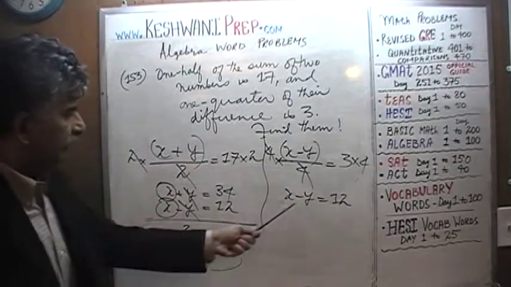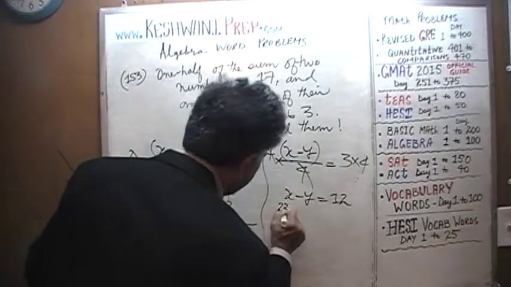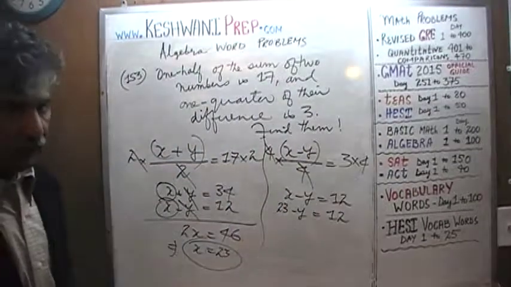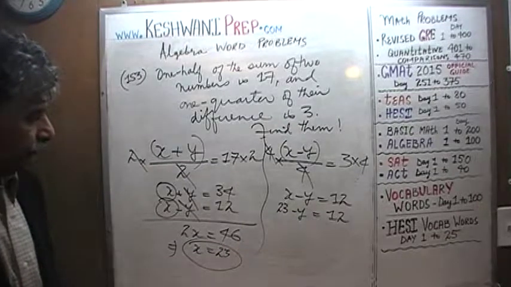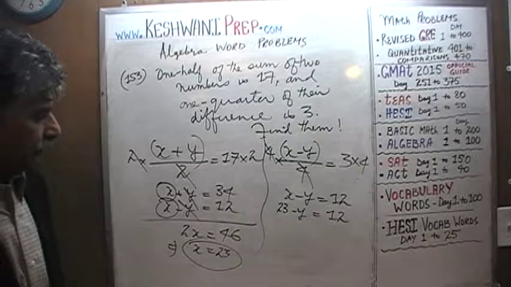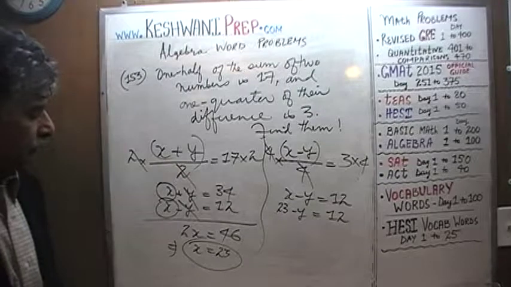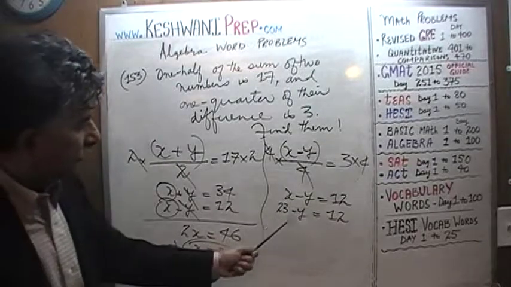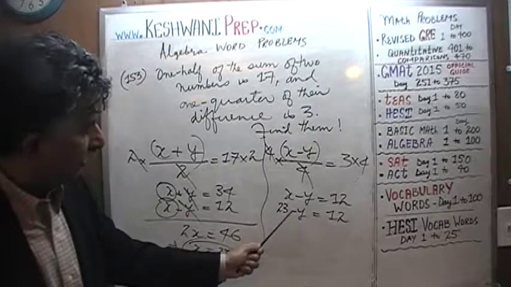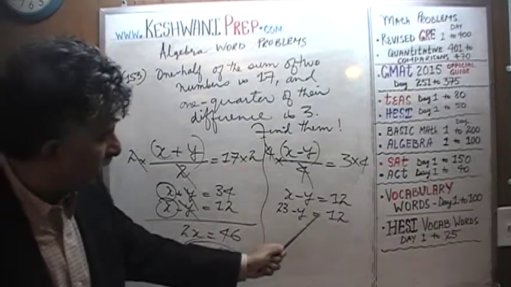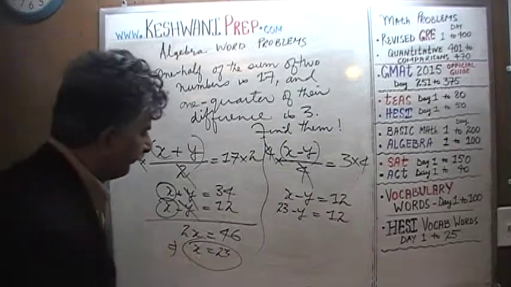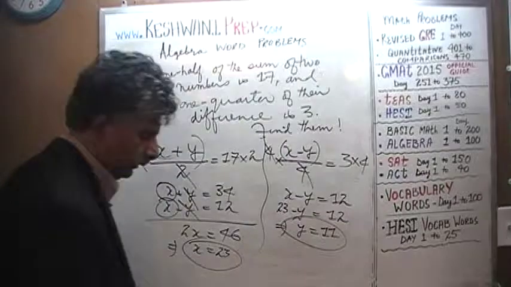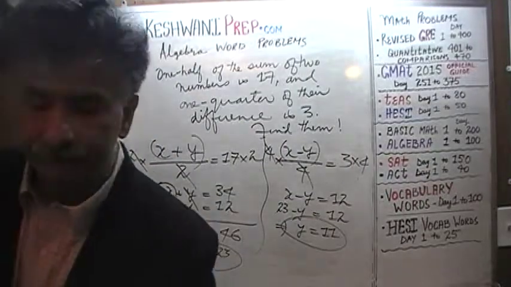If x is 23, we can figure out from here, 23 minus y equals 12. 23 minus what number equals 12? 23 minus 12 would equal y. And how much is that? 24 minus 12 would have been 12, but 23 minus 12 is 11. y must be 11. And that's it.